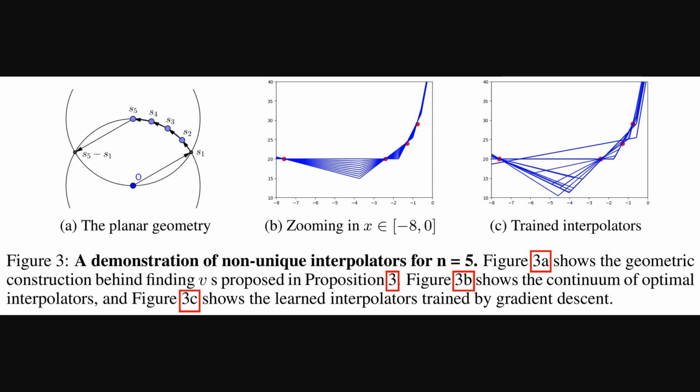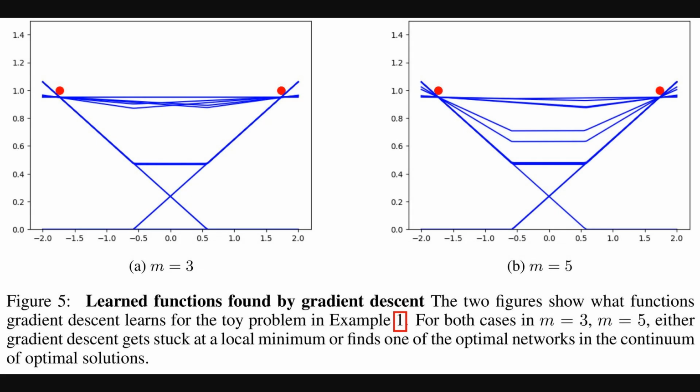Okay, shifting gears slightly. Figure 3 explores the uniqueness of solutions, particularly for minimum norm interpolators. It presents a constructed case for n equals 5 data points where non-unique solutions exist. You see the underlying geometry in A, then panel B reveals a whole continuum of theoretically optimal interpolators. And importantly, C shows that gradient descent actually converges to different solutions in practice, confirming this non-uniqueness predicted by the theory.